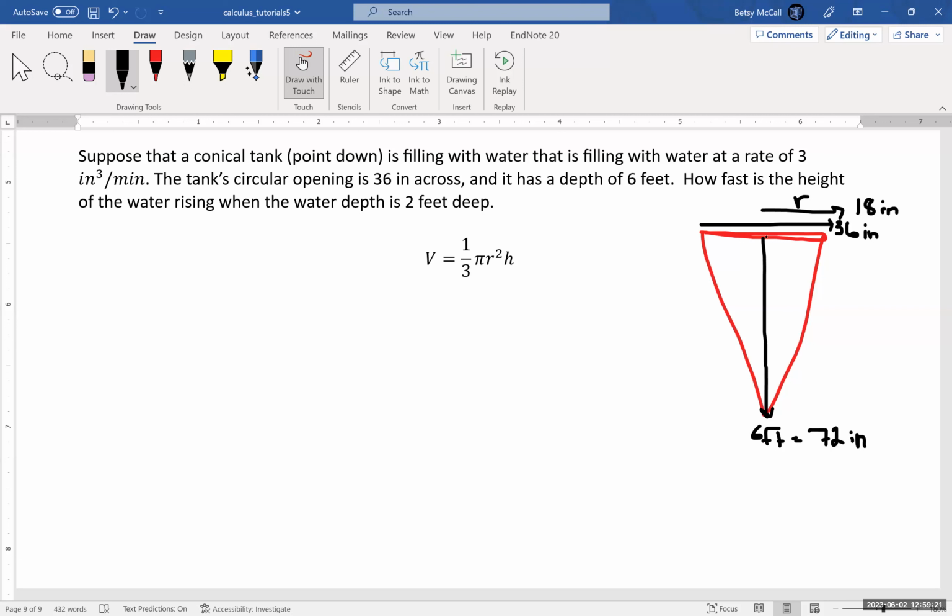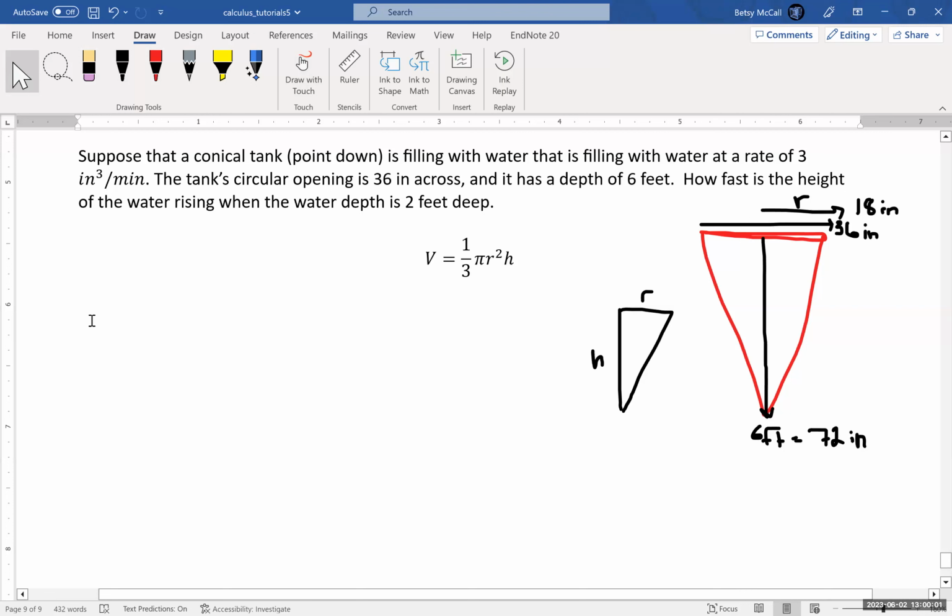And what we're going to need is a similar triangle. Keep in mind, as we fill the tank, it may only go to here, so we won't have the full radius across. But that ratio will be related to how high the depth of the tank is. So we need to come up with that relationship between these two. I'm going to draw another similar triangle here so that we can find the relationship between the radius and the height.